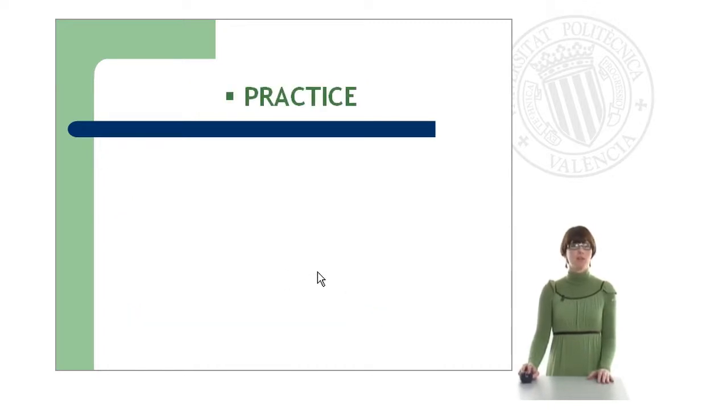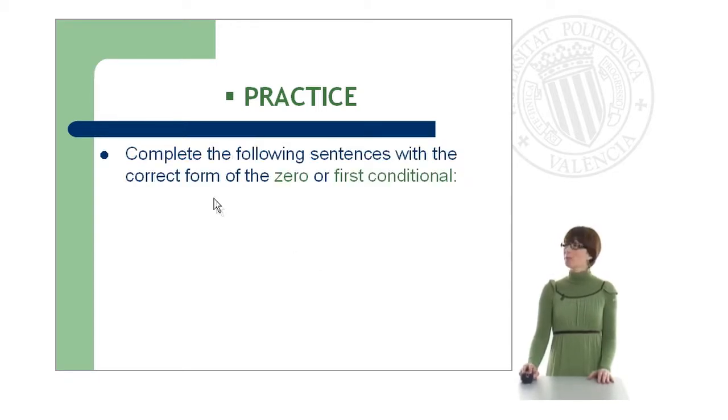Okay, and now let's have a look at some practice to illustrate the theory. Complete the following sentences with the correct form of the zero or first conditional. Remember that first of all, you have to decide which conditional type you are going to use. And then, you have to use the right form of the verb.